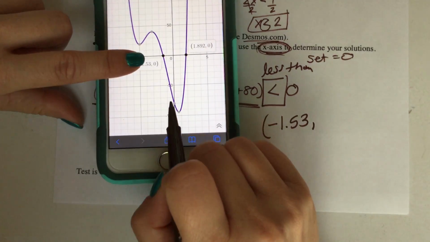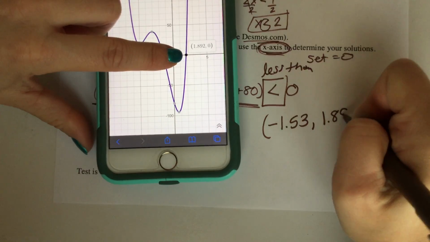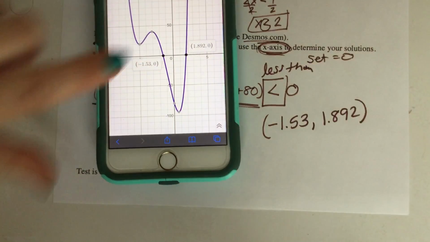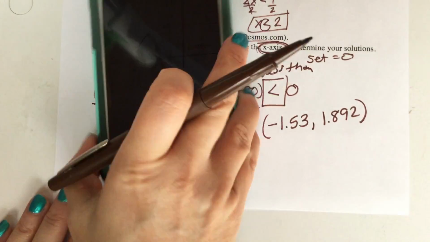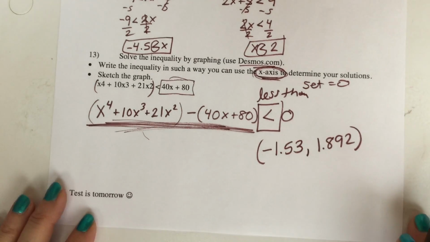Then I keep going. It's below, it's below, it's below, it's below. It hits 0 again at 1.892. So that means it stayed below 0 up until then. So it's a rounded edge. So using the graph and the x-axis, we could tell where this was less than 0, just means it's below the x-axis.